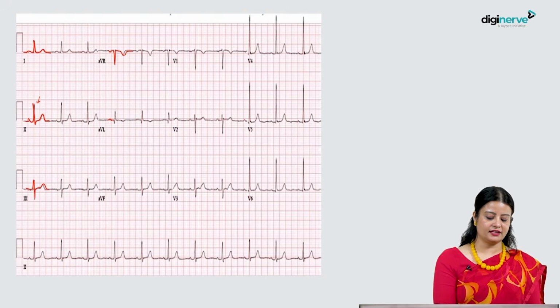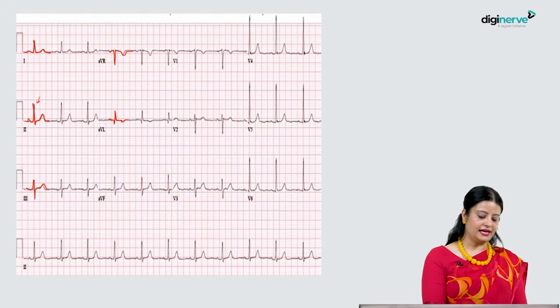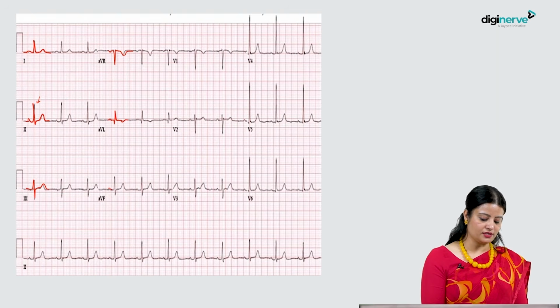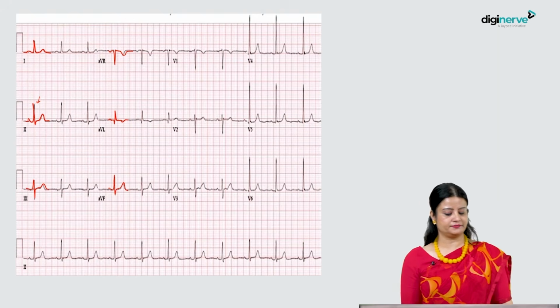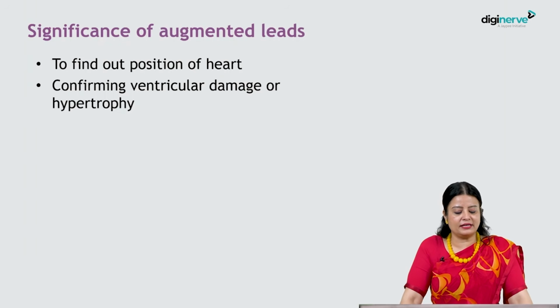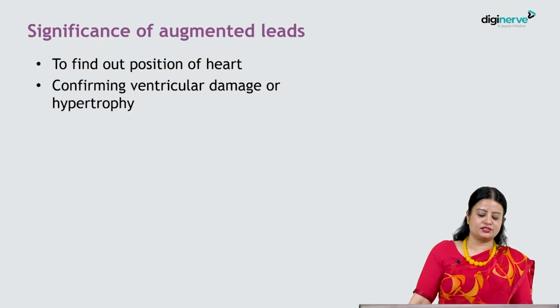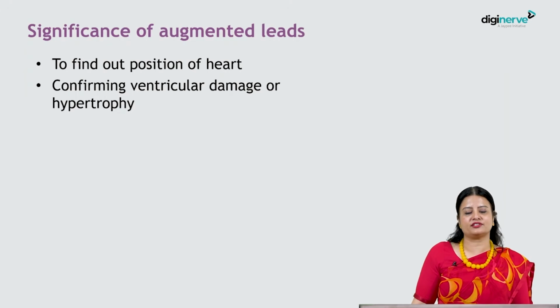The AVR here shows a biphasic reaction with an inverted T, and the AVF shows a positive P, a biphasic R and a positive T. So now what is the significance of augmented limb leads? To find out the position of heart and confirming the ventricular damage.